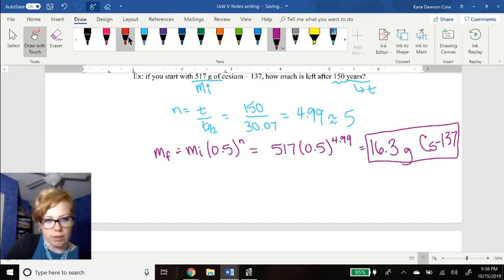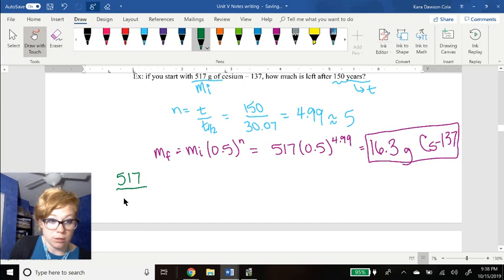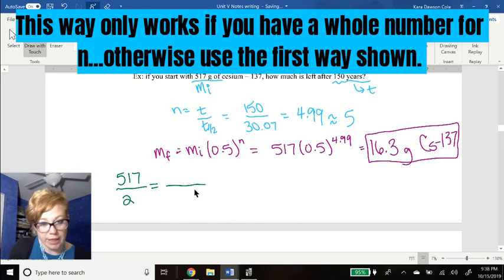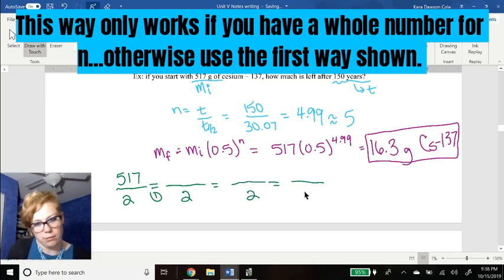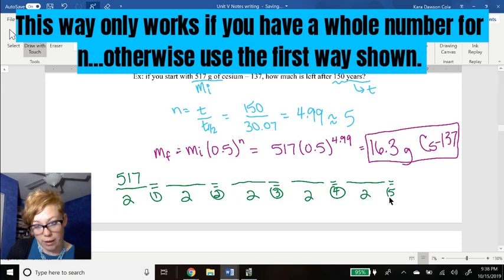So the second way that I could do it, I could take my 517 and divide it by 2. And that's going to give me an answer. And then I could divide it by 2 again. So that's 1 half-life. And then I could divide that answer by 2, and then divide that answer by 2. And that's 2. This is 3. And then 4. And then this would be 5.